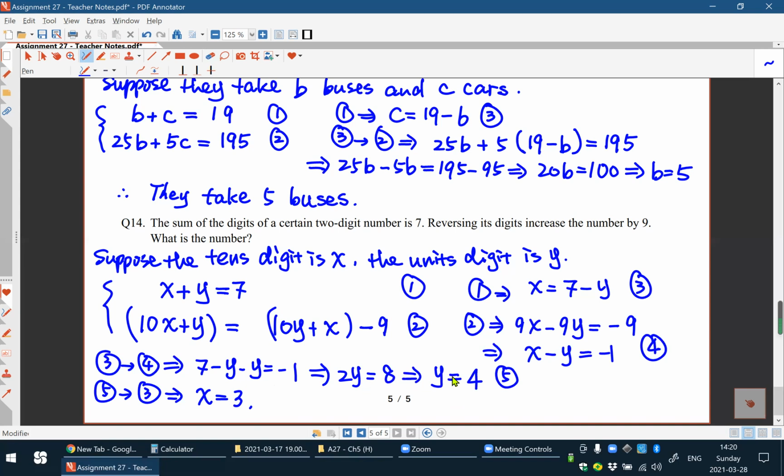Okay, so that means the tens digit is x, the units digit is y. So the original number is how many? 34, right? Okay, if you would like to verify, you can verify if this is the correct solution. Okay, 34, if you reverse it, you will get 43, right? 43 is 9 plus the original number. So the second condition is satisfied. The first condition is the sum of the two digits is 7. So 3 plus 4 is 7, okay? So this indeed is a correct solution.